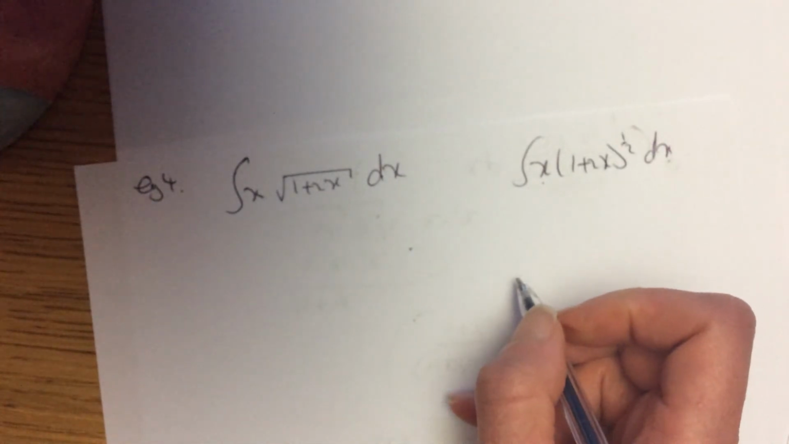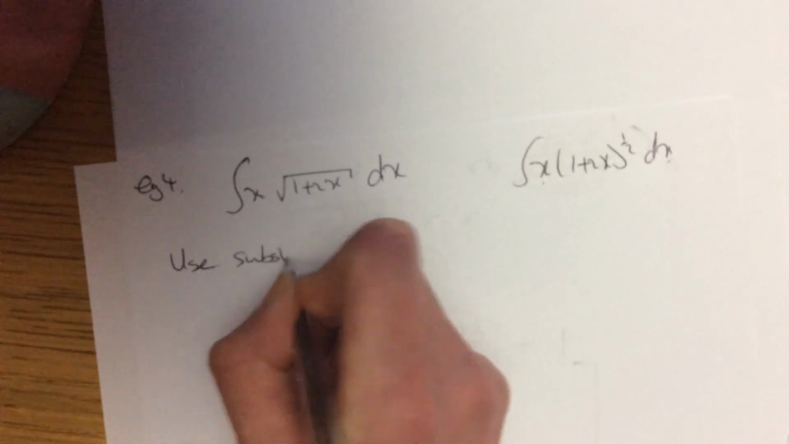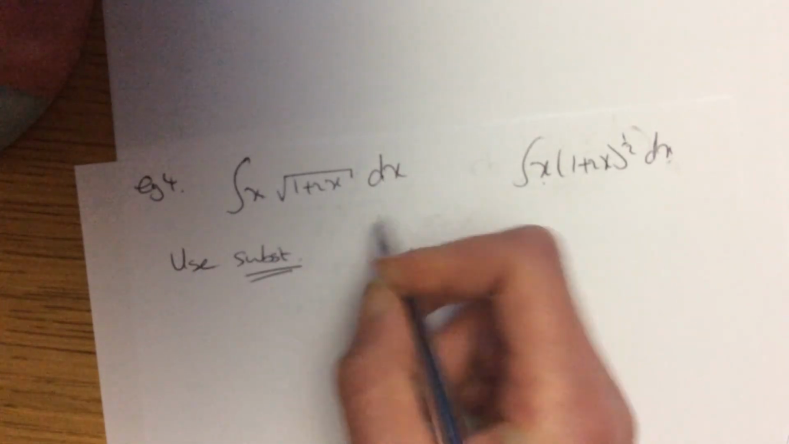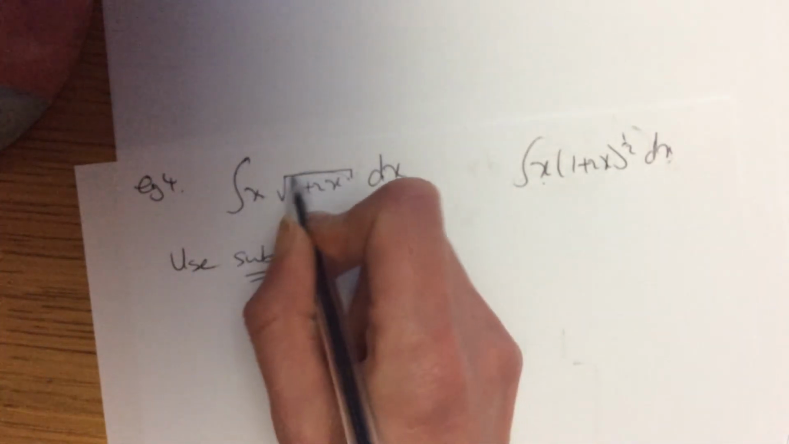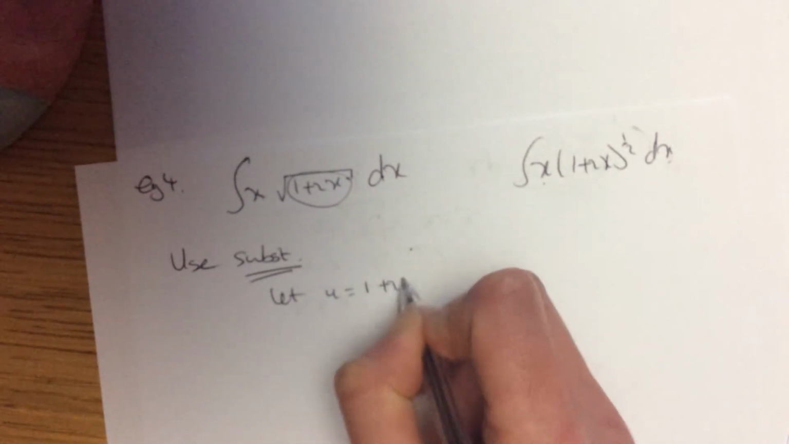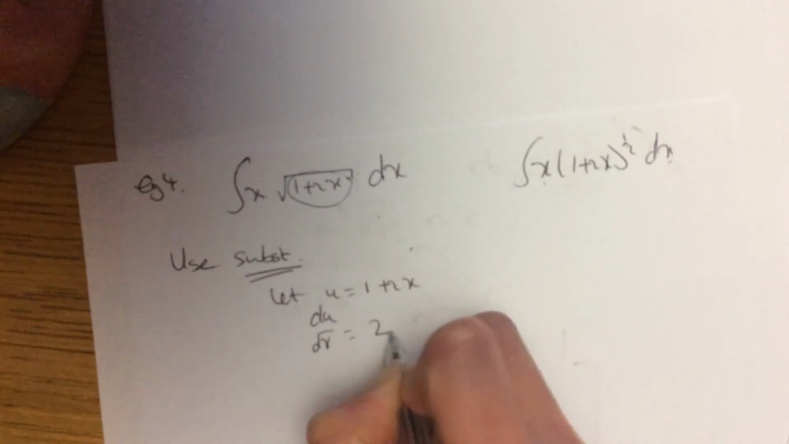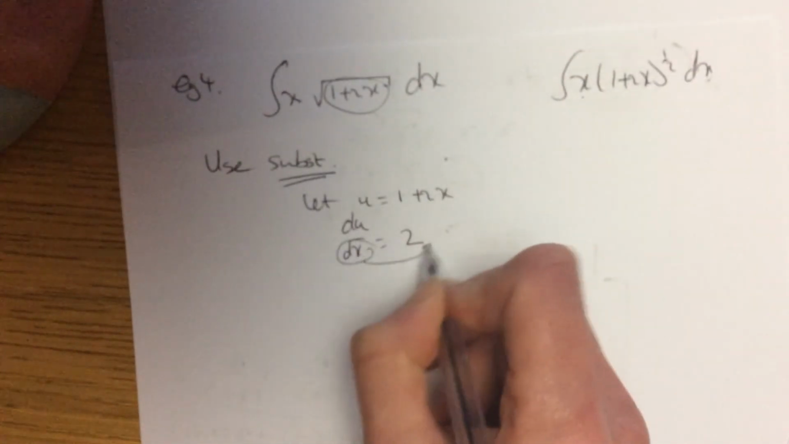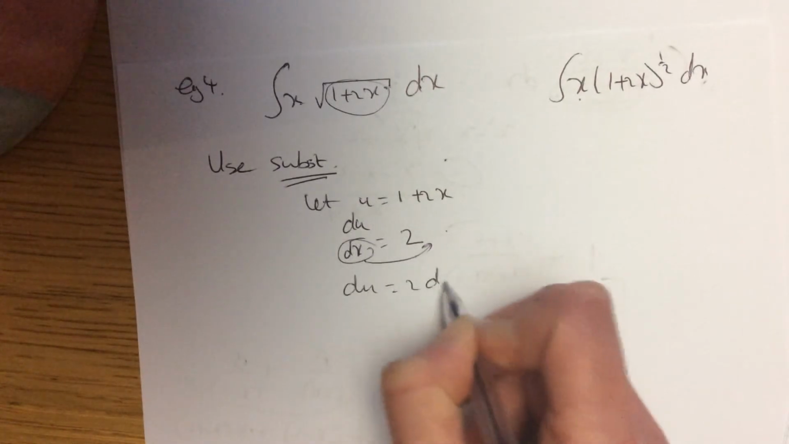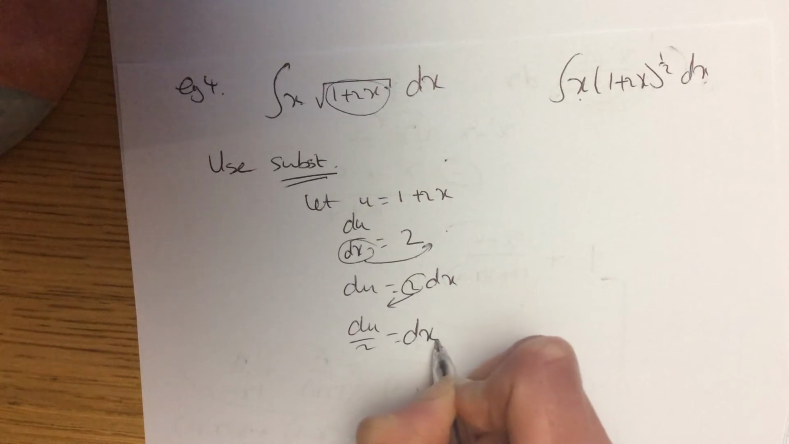Okay, so when you're completely stuck and you've nowhere to go, then look at substitution. It's always my last resort. I hate the substitution one. This is my awkward bit. So that's what you say, let u equal. So du by dx, differentiate that, you get 2. Rearrange it. So du equals 2 dx. So du over 2 equals dx.